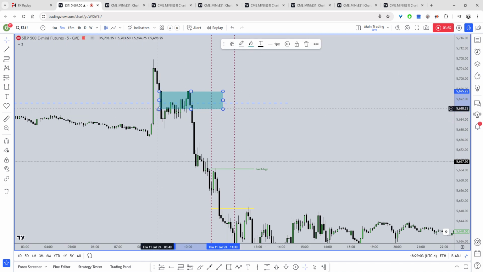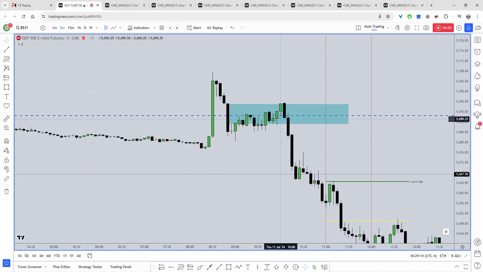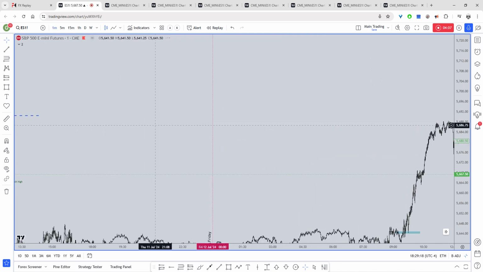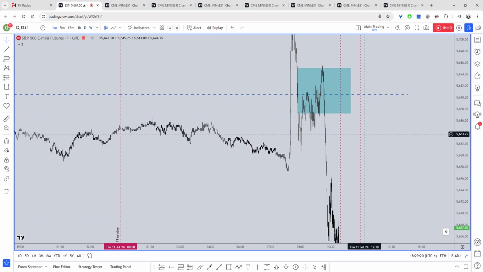Once a fair value gap gets filled, we're waiting to see after the opening of New York, we see that structural push down. Go down to the 1 minute and I'll show you what I mean, but we're looking at that tag right there on the previous day's high. So on the 1 minute time frame, this is what that looks like.